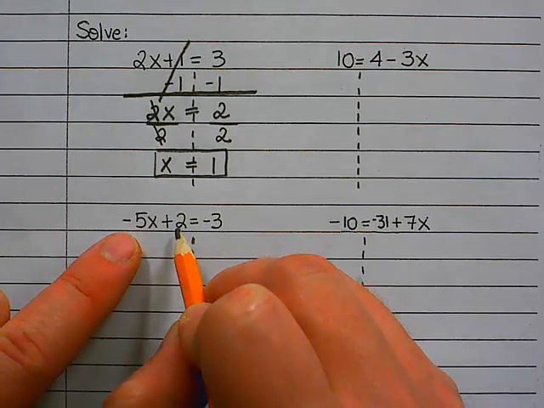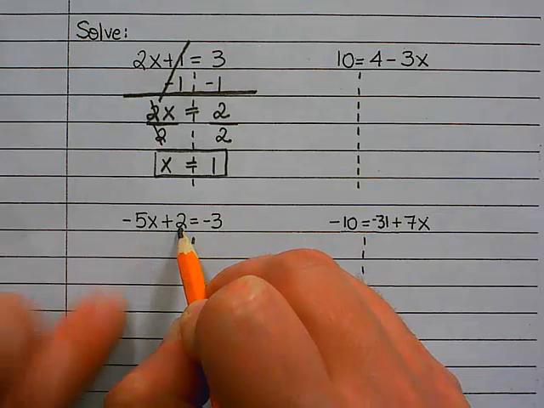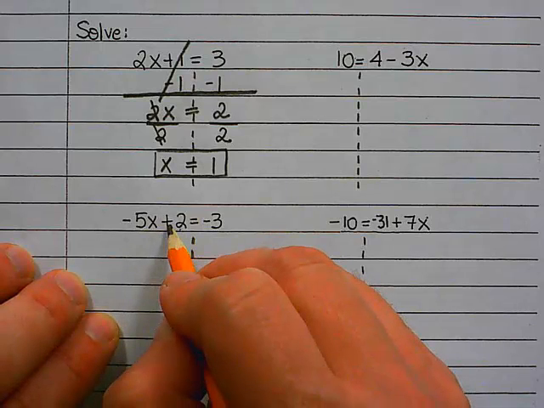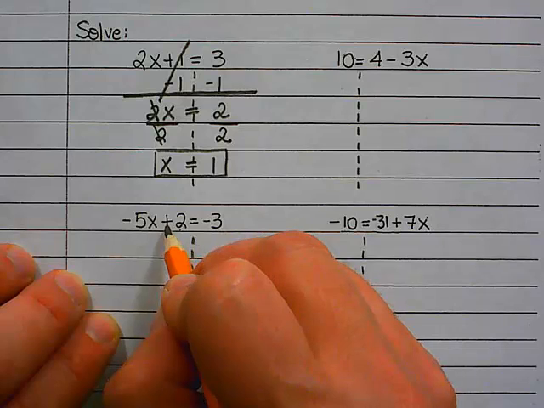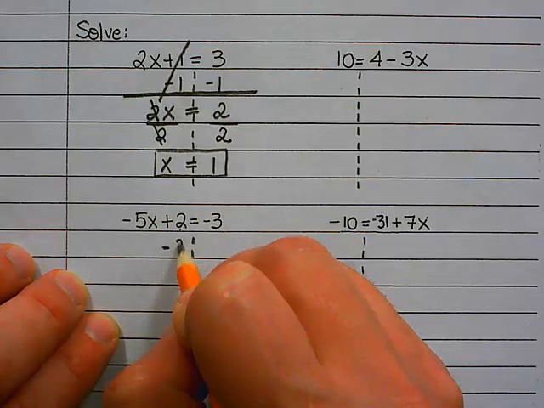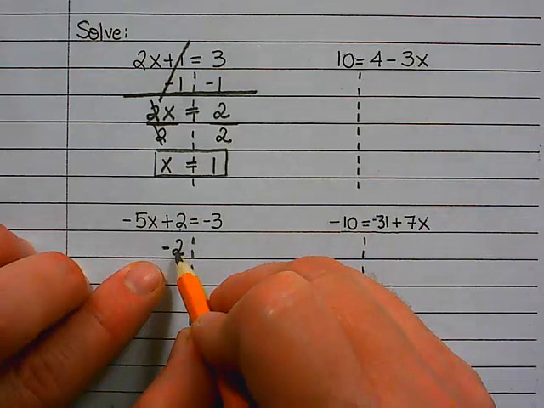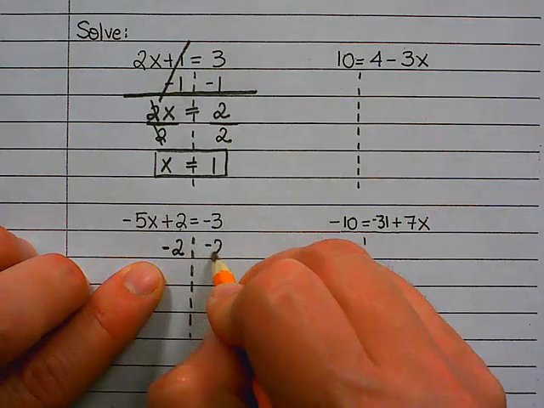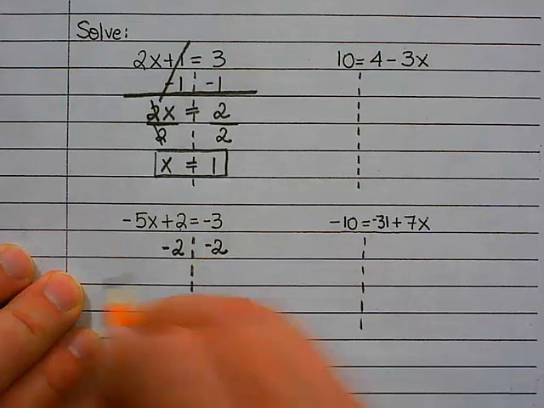Now, which one should I start with first? I always start out with the one that is far away from the x. In this case, between the 5 and the 2, the 2 is the one that is far away. So let's get rid of the 2. If this is a positive 2 and I want to get rid of it, I'm going to do the opposite of adding, which would be subtracting. And the one thing about equations is if you do one thing on one side, you must do the same thing on the other side. So we put negative 2 here and negative 2 on the other side.